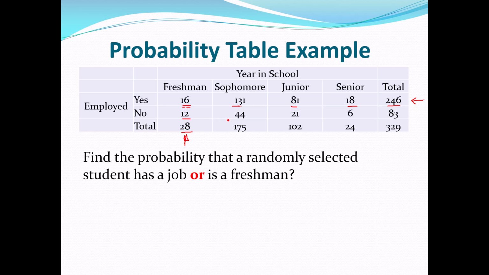Can anyone see what's wrong here? If I add those numbers together, why would these guys get counted in twice? Because they're already part of the 246, they're already part of the 28. And so what I need to do, I'm going to circle a whole bunch of numbers here.